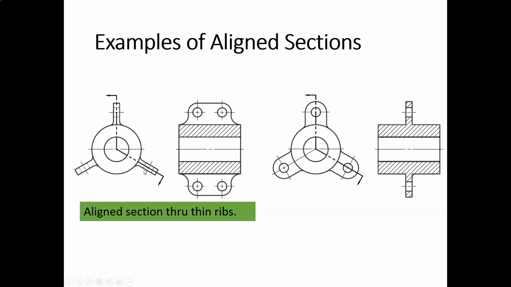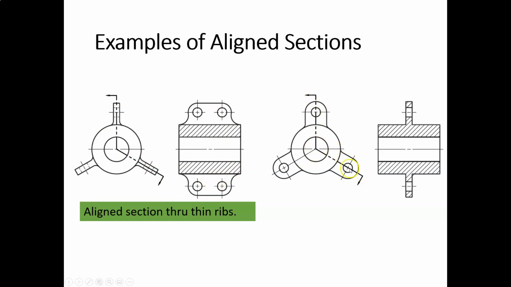Some more examples. This is combining thin ribs with aligned sections. Here we have an aligned section cutting through here, but we have a thin rib and a thin rib here. So we cut through that, we do not section that, we do not section that.